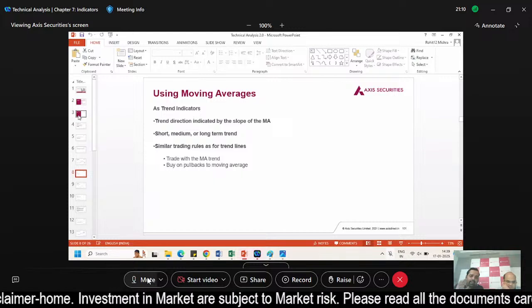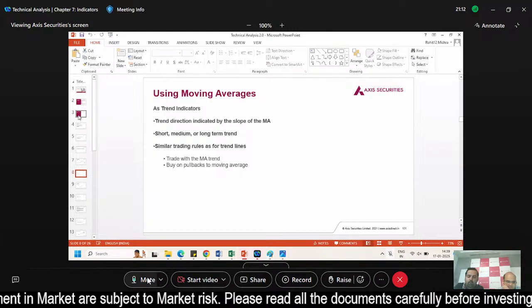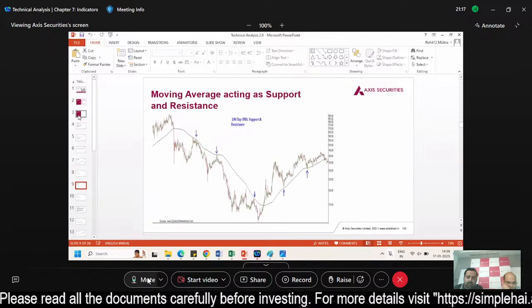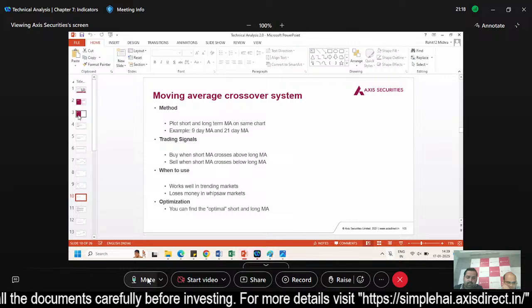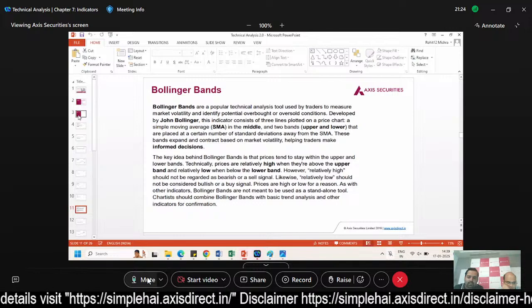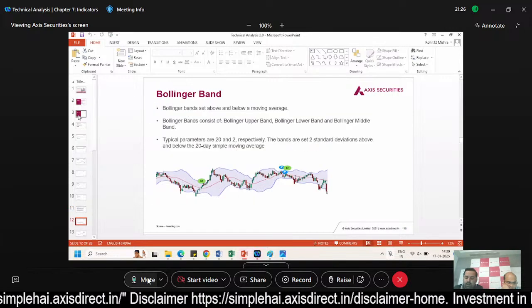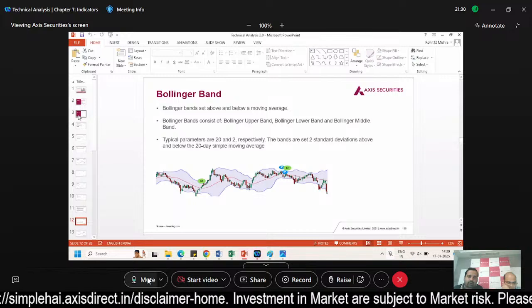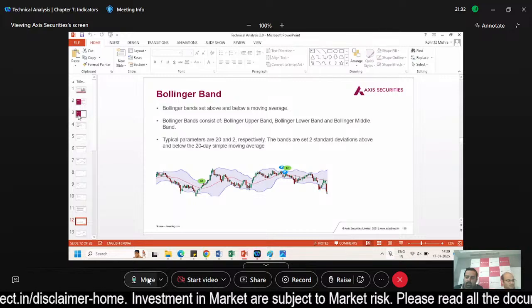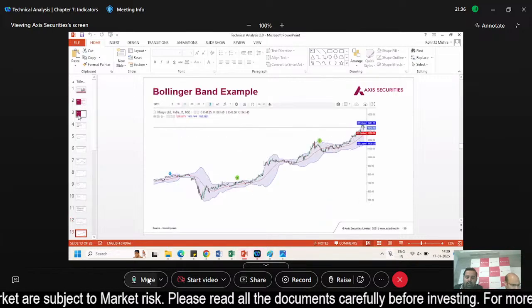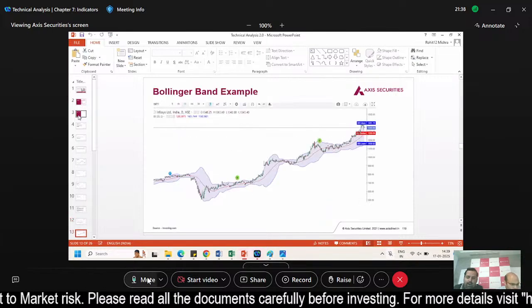In case you have any queries, you can directly put them in the chat box also. We have covered moving average support and resistance, then the moving average crossover, and lastly the Bollinger Bands. We showed how Bollinger Bands are formed, and how to take the analysis out of it, what the upper band and lower band are, and on that basis how to take informed decisions. This was the Bollinger Band example that we have covered.